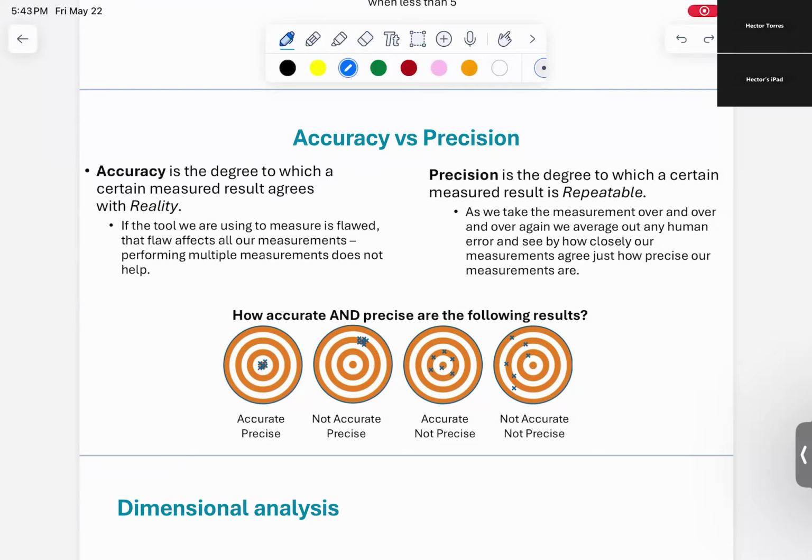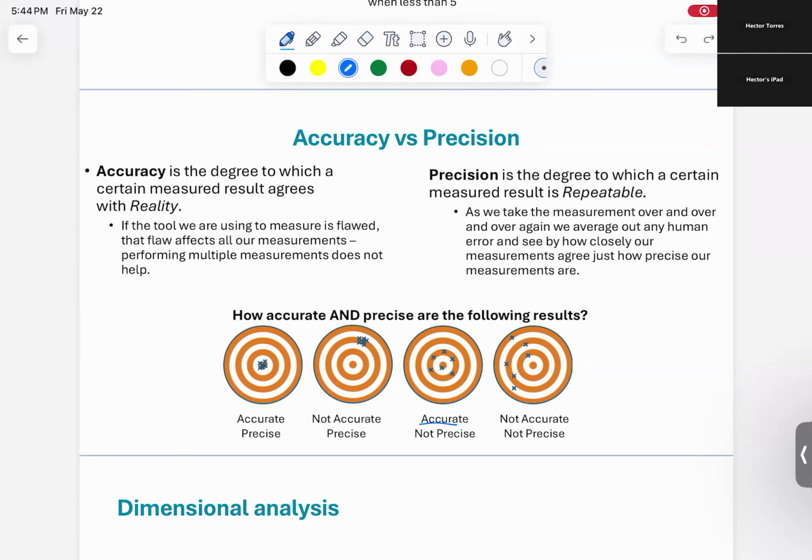Down below, we have these examples of targets. The first one is accurate and precise. We can see that it's on the bullseye, so that's accurate, and it's also very precise because all 5 or 6 of our shots are in the middle. Now over here, I have not accurate. The shots are nowhere near the bullseye, so they're not accurate, but they are precise because they're all repeatable and very close to each other.